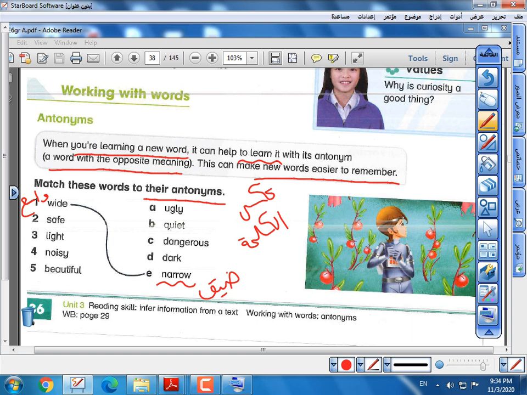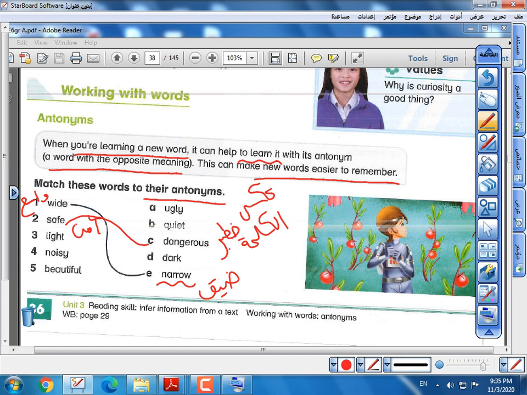Okay, number 2 safe اللي هي معناها آمن. Alright, and the opposite of safe is dangerous. Okay, the opposite of safe is dangerous which means خطير.